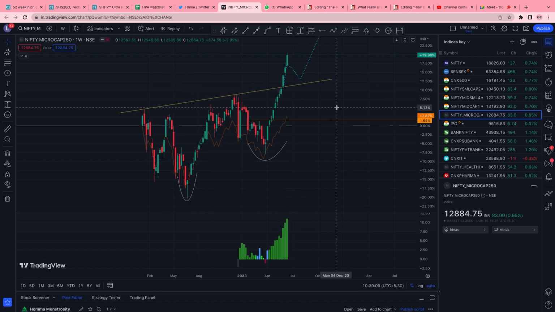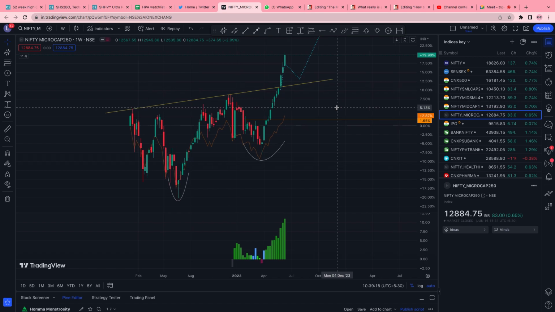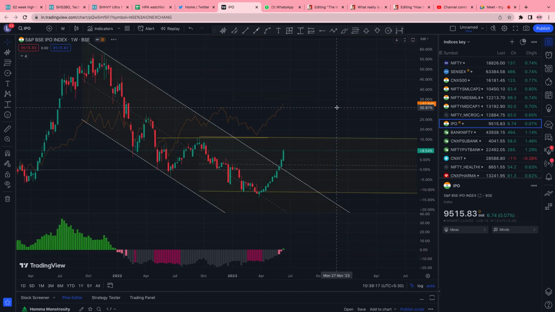Now we are not talking about entering right now, okay? We are just talking right now about how to identify the stocks and sectors which have high relative strength, right? So just keep that in mind.